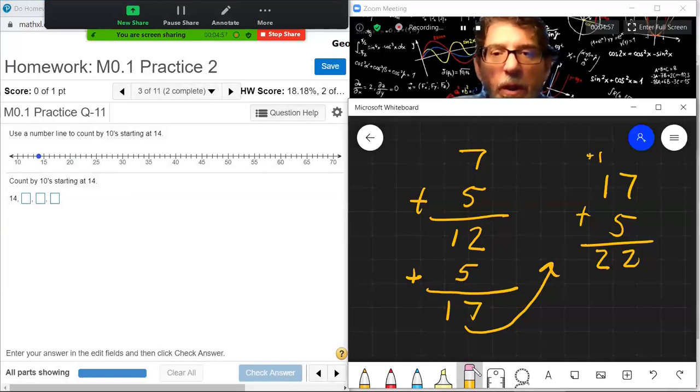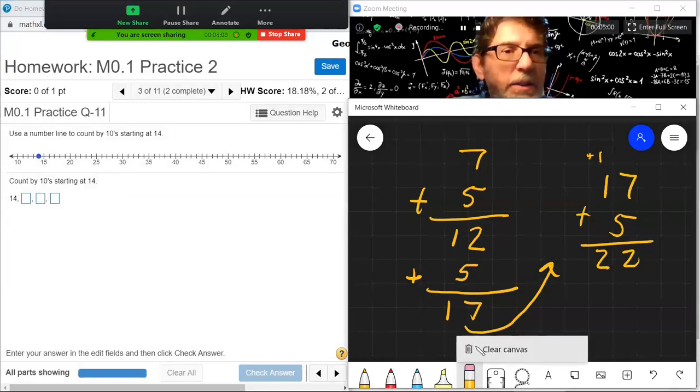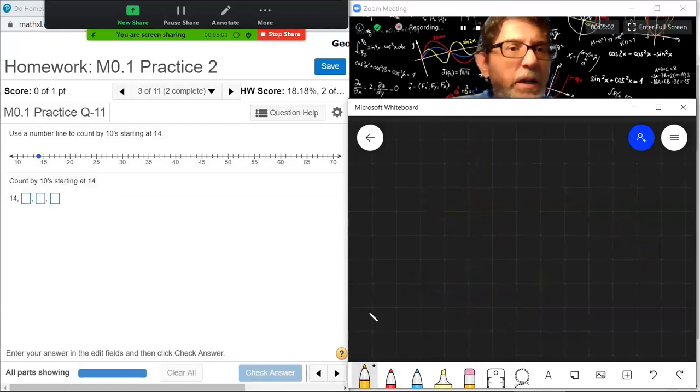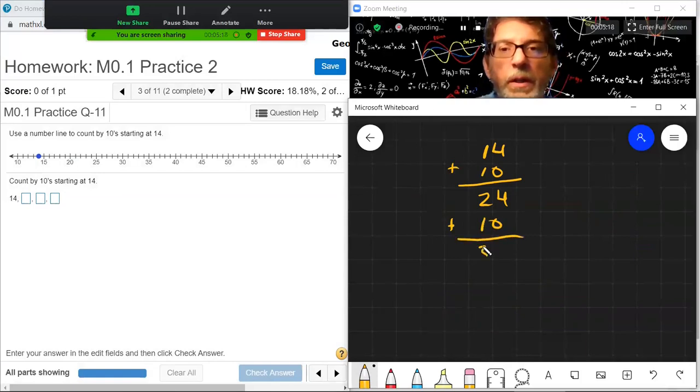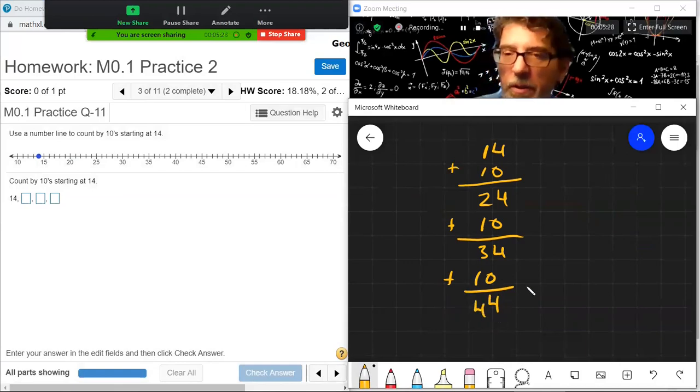Okay, so here we're counting by 10s, and we're starting at 14. So we have 14. We're going to skip forward 10. That's one answer. We're going to skip forward another 10. It's another answer. We're going to skip forward another 10. There's another answer. So let's put that in there. 24, 34, 44.